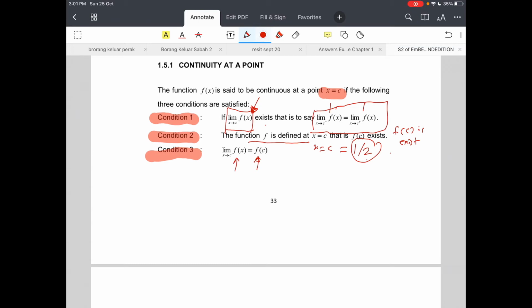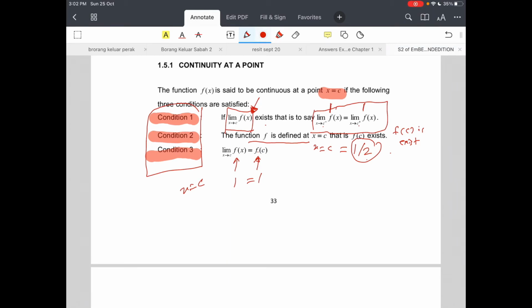So just now I said if the limit from the left side and right side is 1, and then f(c) also gets 1, it means that the function at point x equals c is continuous since it fulfills all 3 conditions here.